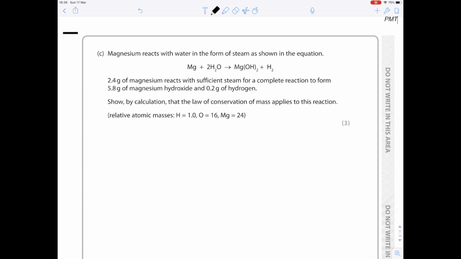C. Magnesium reacts with water in the form of steam as shown in the equation. 2.4 grams of magnesium reacts with sufficient steam for a complete reaction to form 5.8 grams of magnesium hydroxide and 0.2 grams of hydrogen. Show by calculation that the law of conservation of mass applies to this reaction. So in order to do this, really we need to show that the mass of reactants equals the mass of products.